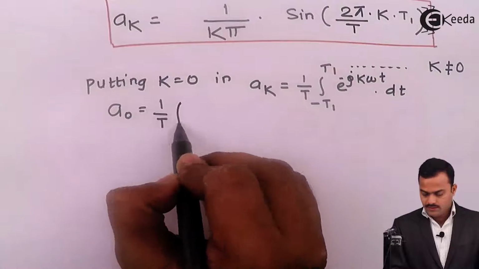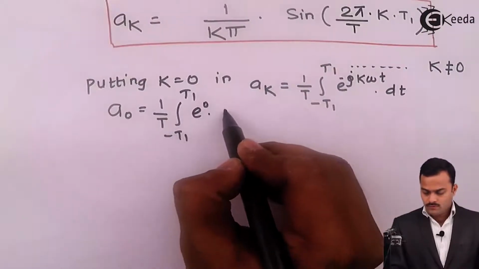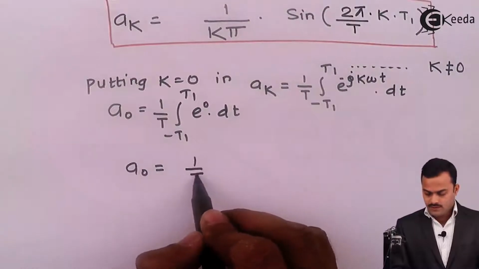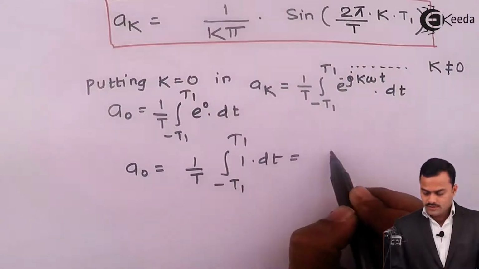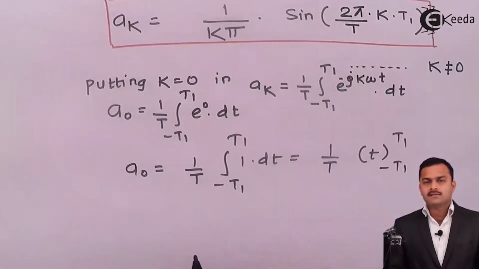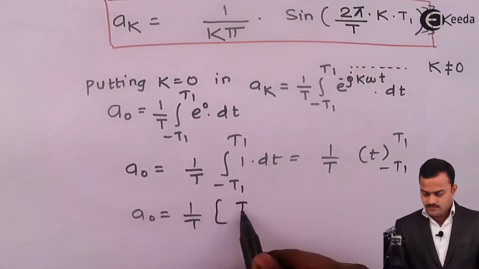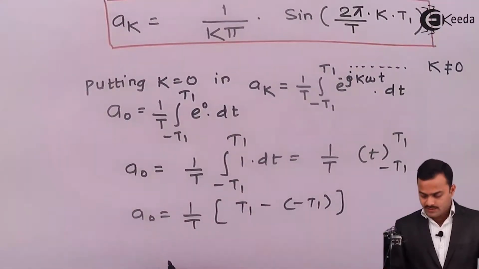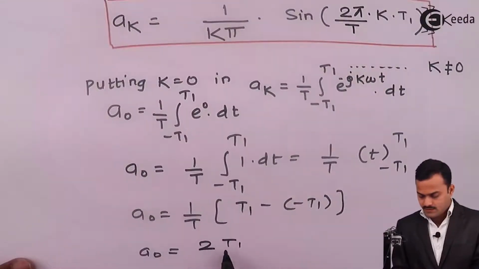1 by t integral minus t1 to t1 e raised to 0 dt. So it's a simple integral which says 1 by t and e raised to 0 is nothing but 1 whose integral will be t and limits are minus t1 to t1. If we simplify, we'll get t1 minus minus t1, which is 2 times t1. So I will get a0 as 2 times t1 by t.